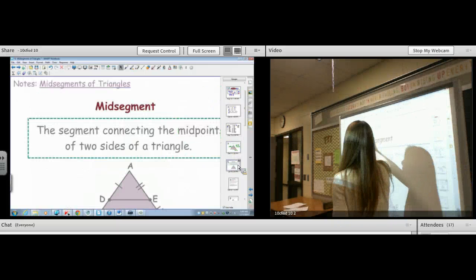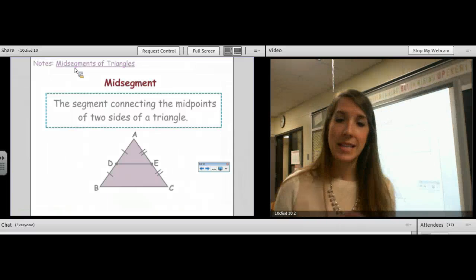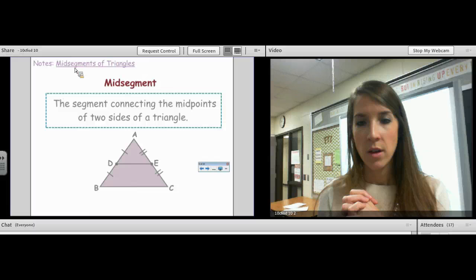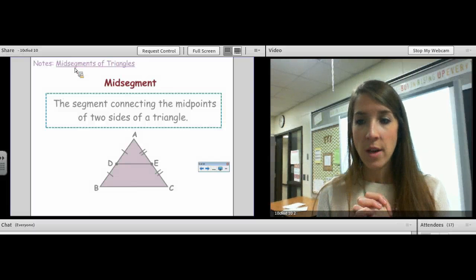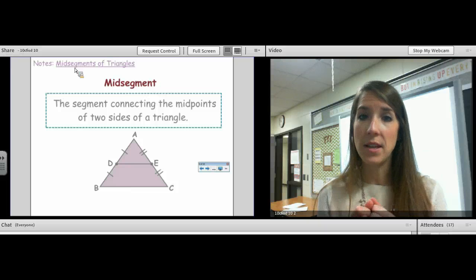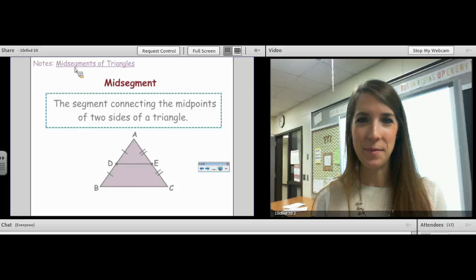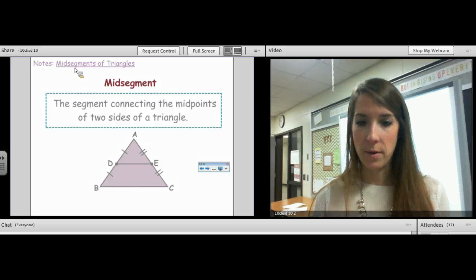So here's the definition of a mid-segment. A mid-segment is a segment connecting the midpoints of two sides of a triangle. So in this picture, DE would be our mid-segment. It's not a point, it is a segment. So it's different than a midpoint, which is a point. A mid-segment is a segment and a midpoint's a point. But it does connect a midpoint to a midpoint.